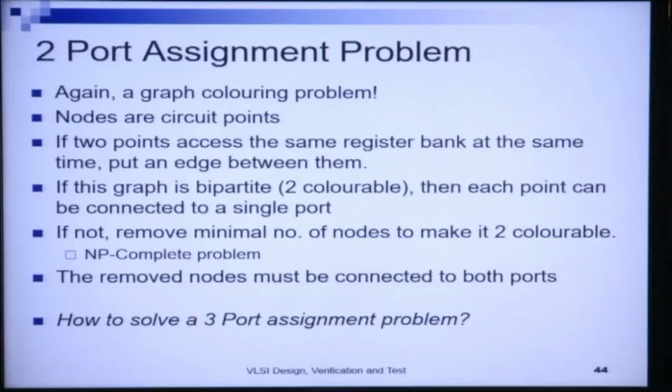Now this is for the two coloring problem. What do we do for the three port assignment problem? With this question posed to you, I come to the end of this module.